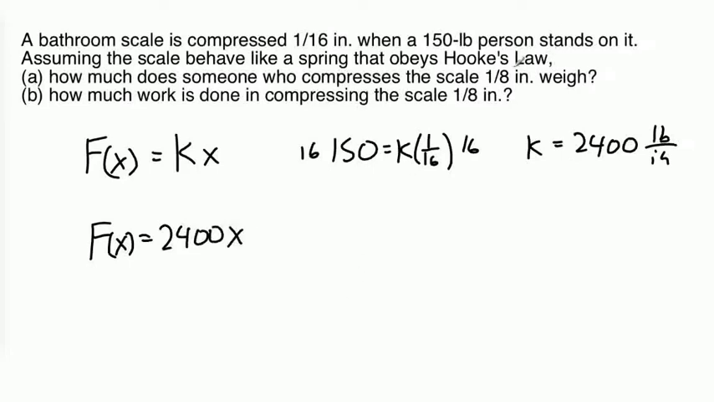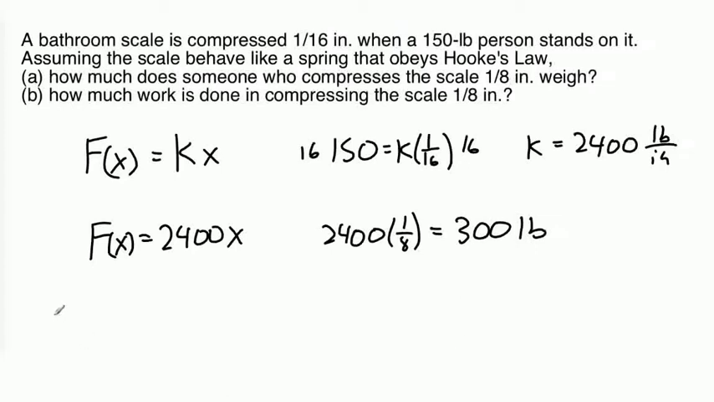Now, how much does somebody weigh when it compresses 1/8 inch? So 1/8 inch is going to be this: 2,400, and we're going to multiply that by 1/8, which ends up being 300. And that's going to be 300 pounds. So that's how much somebody has to weigh in order to make this spring go down 1/8 of an inch.